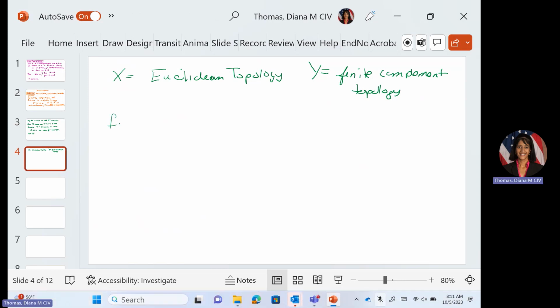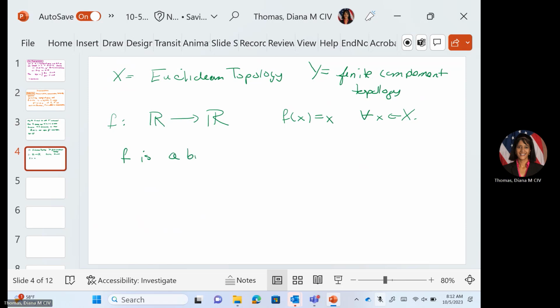So my F is going to go from R to R, because those are the topological spaces. They just have different topologies. So X is R under the usual topology and Y is R under the finite complement topology. And I'm just going to let F of x be x. So F is a bijection.